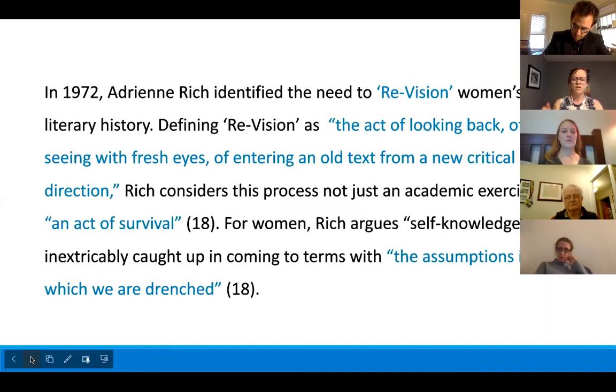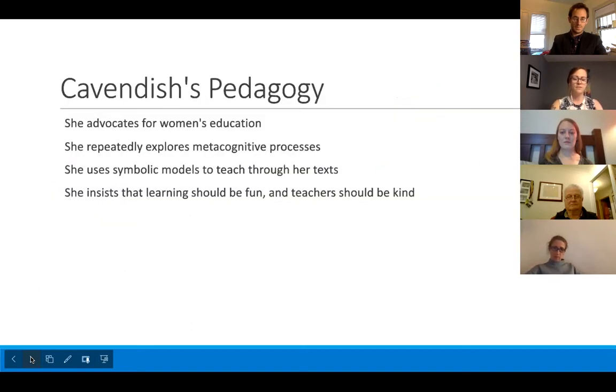It's important to note that Cavendish never refers to herself as a pedagogue and is often quite critical of pedants and pedantry. However, as Marina Leslie said at the 2019 Margaret Cavendish Society conference in Norway, quote, Cavendish would directly or indirectly be exposed to nearly every form of education recognized as such in the period, end quote. Cavendish used this exposure to form her own pedagogical theories and repeatedly explores them throughout her many works.